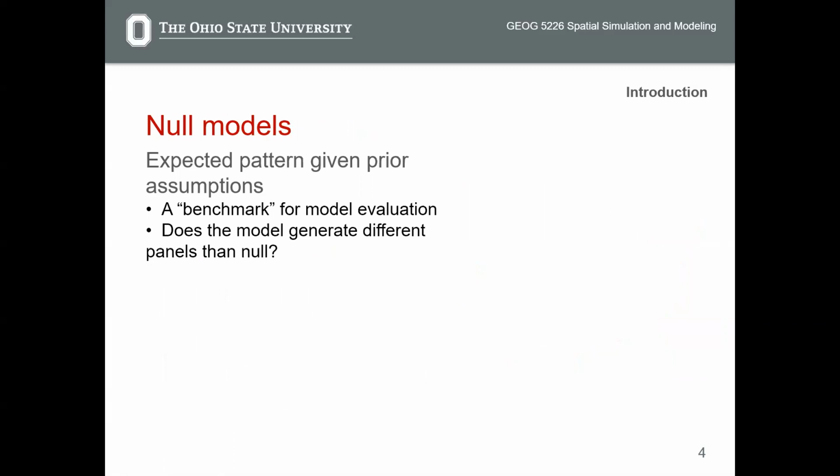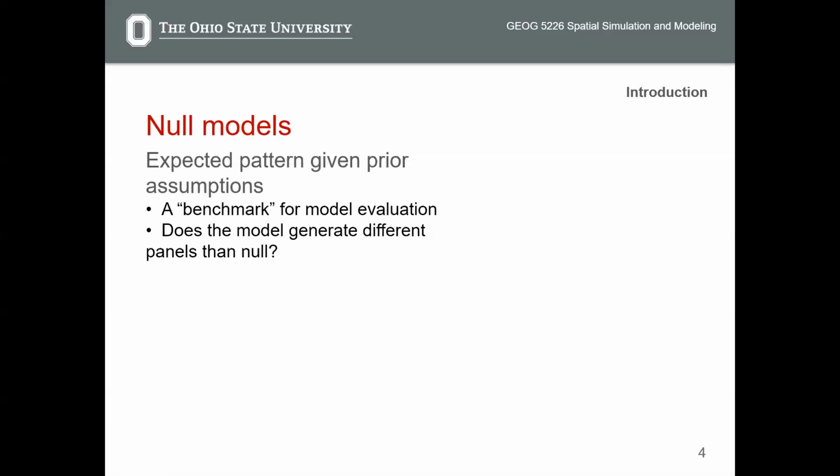spatial patterns. So these null models, null means empty, right? Or you can say neutral. They are designed to create a baseline, or you can say each one is a baseline, so baselines, or a benchmark. Null models are the expected pattern given prior assumptions. So a benchmark for model evaluation.